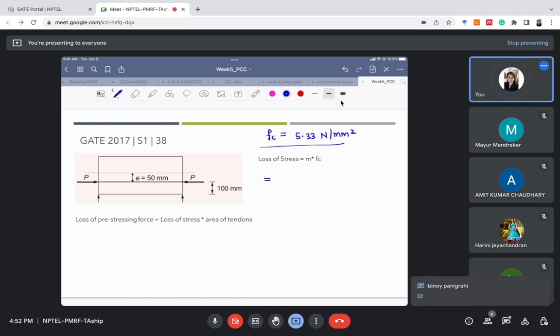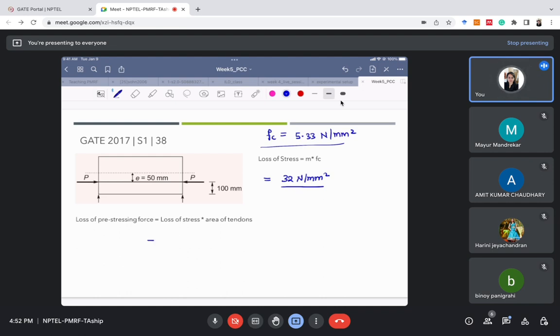Okay, yeah, it's right. Loss in the stress is 32 Newton per mm square. Second, we do not need to find the value of loss in stress. We are required to find the loss in pre-stressing force. So can you convert this stress into force?